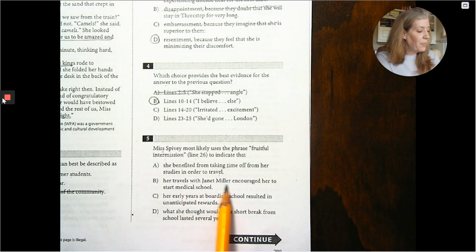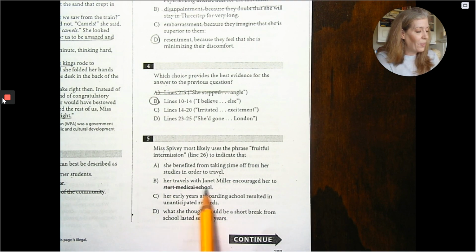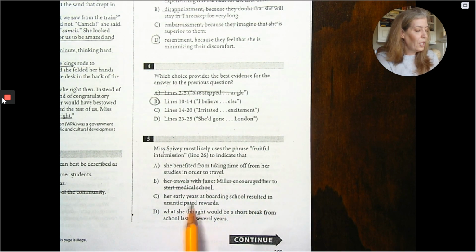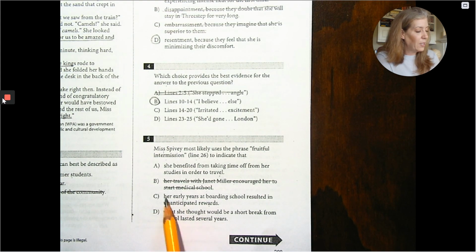Her travels with Janet Miller encouraged her to start medical school. If she had started medical school, she probably wouldn't be a teacher right now. So I'm going to get rid of that one. Her early years at boarding school resulted in unanticipated rewards. I remember mentioning something about boarding school, but this doesn't really answer the question. I'm going to get rid of this one.